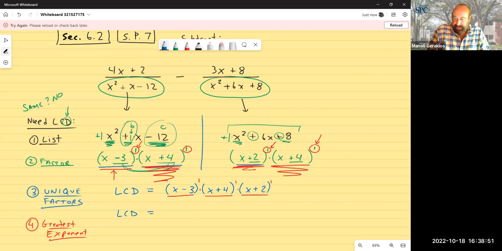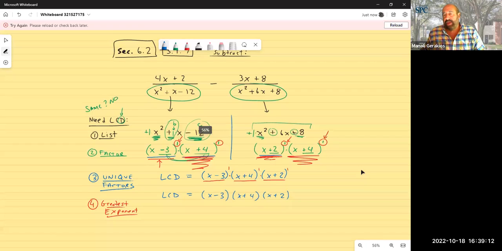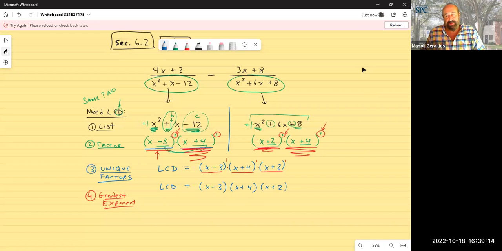Simplify this LCD, meaning, whatever the exponents, if they're all to the first, we can get rid of them. X minus 3 as a binomial to the first power is itself. X plus 4 to the first power is itself. And x plus 2 to the first power is itself. Here's our LCD. Okay, what do we do with it, the LCD?